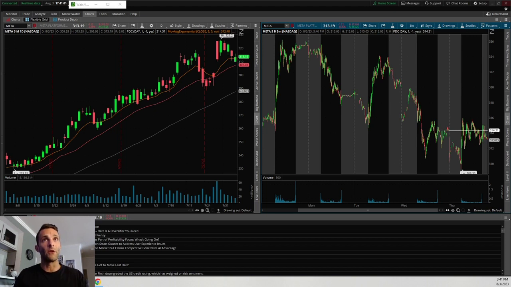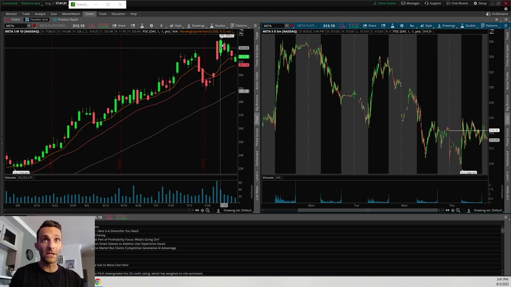This is Meta, and right now it's trading at around $314 on the daily chart. Let's just say that you believe the stock was going to go up, and I'm going to take a guess that maybe this can get to $320, just because I'm taking a guess. At the end of the day, nobody knows what's going to happen. We're all just trying to use the information we have at hand to come up with an educated guess.